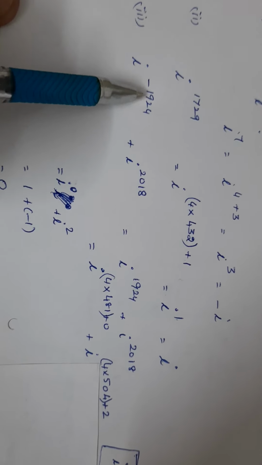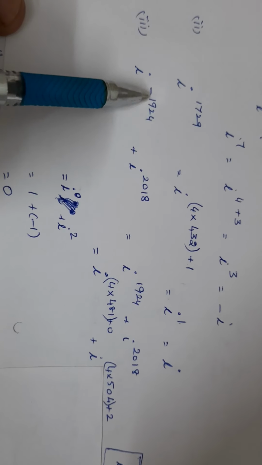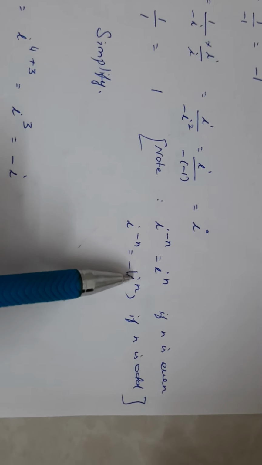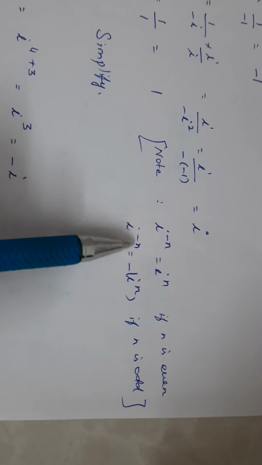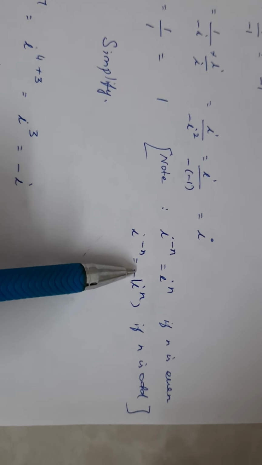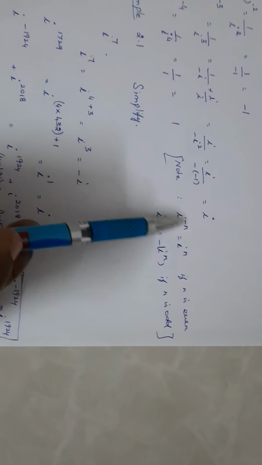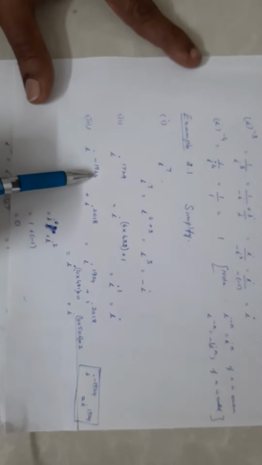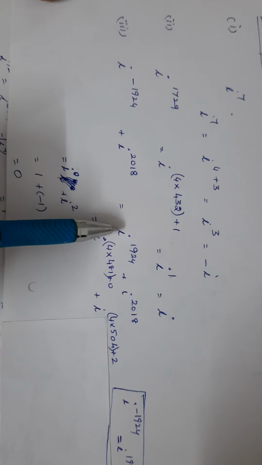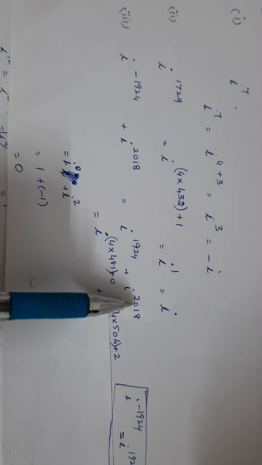Then i power minus 1924 plus i power 2018. For negative powers, look at the rule. If the power is odd, then i power minus n will be equal to minus of i power n. Instead of finding 1 by i power n, let us find i power n and take its value with the minus sign. But if the power is even, the value will be the same, positive as well as negative. So 1924 is an even number, so i power minus 1924 is equal to i power 1924. So we can write it as i power 1924 plus i power 2018.